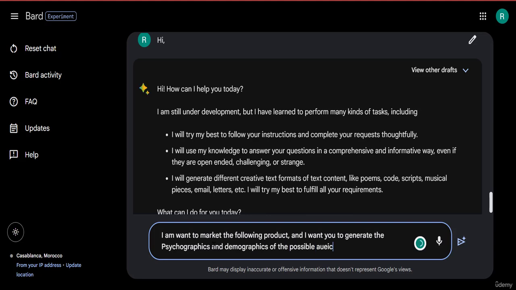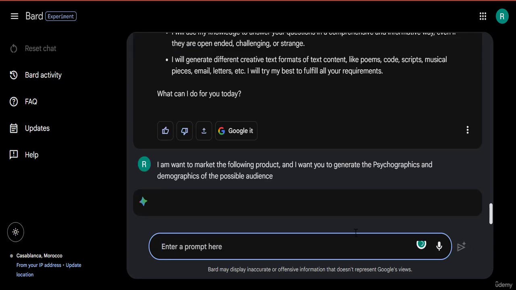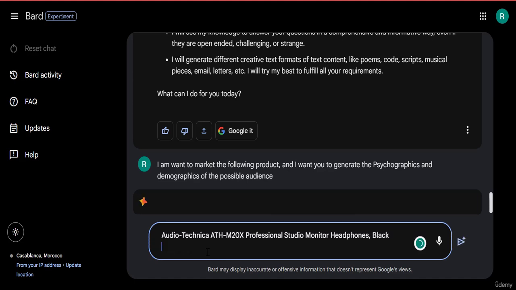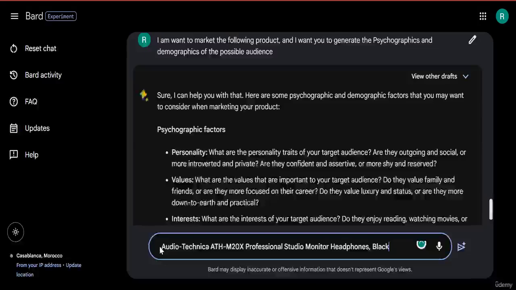And of course, we can refine our study as we go. So it's not like this study right here is going to be, I should say, the end. Now, notice that I didn't attach the product. So I'm just going to attach it back. And I'm going to say, here is the product.